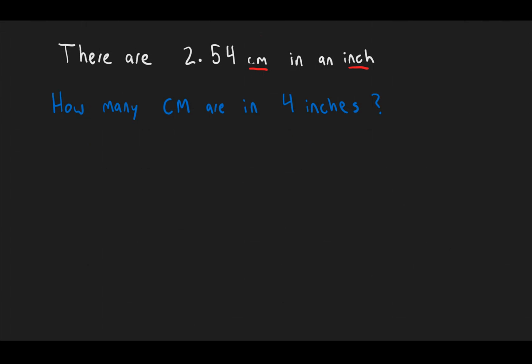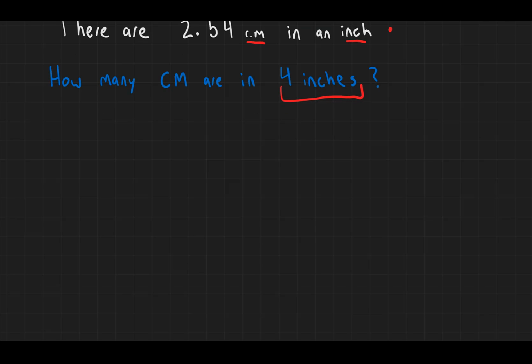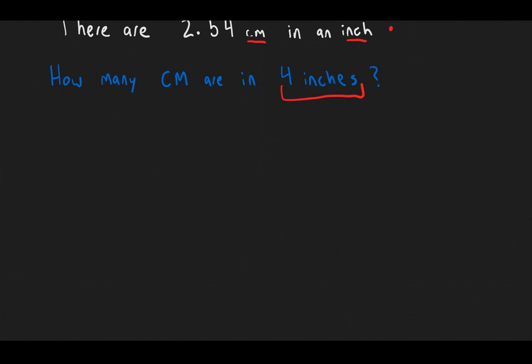Now in order to do a conversion, you need a given fact, so 4 inches, and you need a relationship between the units you want. So 4 inches and the relationship of inches to centimeters. These are both parts of solving the problem. This is an easy way to think about it. How many centimeters are in 4 inches? So I have 4 inches.